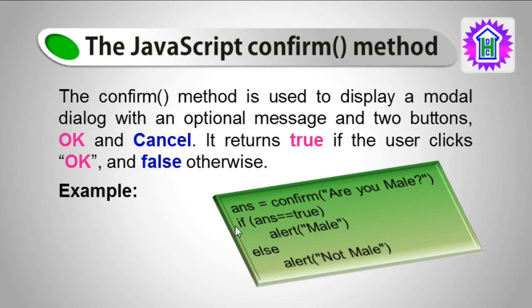So I am checking with an if condition. If answer equals true, that means the user has clicked on the OK button. I'll display an alert box that the user is male. Else, if the user has clicked on the cancel button, this condition will be false and it will display the else part, which is not male. So it will display an alert where the message not male is written.